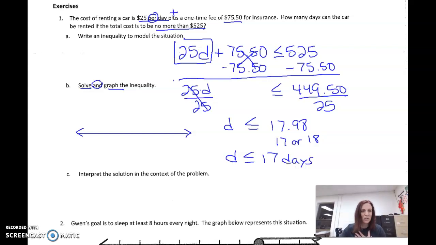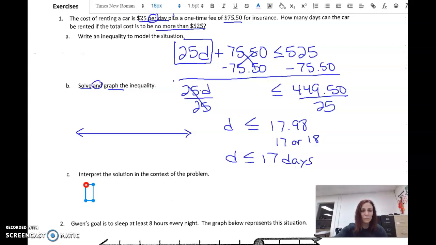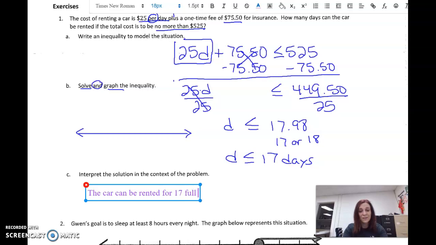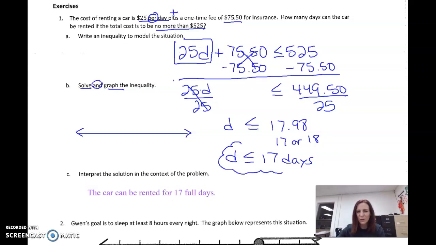Okay, and if we interpret that down here, we can say in the context of this problem, how many days can the car be rented? The car can be rented for 17 full days. Okay, not 18. 18 is going to put us over. Okay, so that's kind of the trick, and I know we've dealt with that a little bit. Okay, sorry I changed my mind so much too. Let's make the graphing part easy.